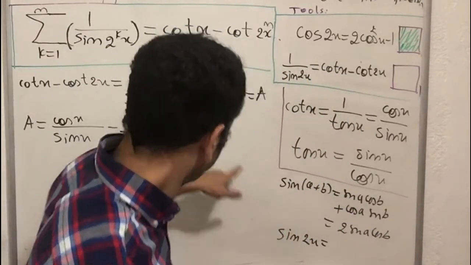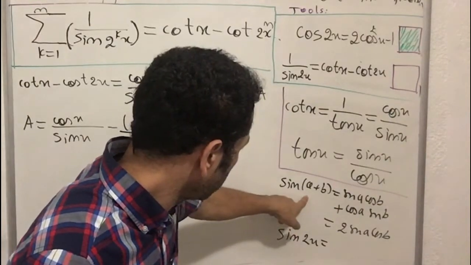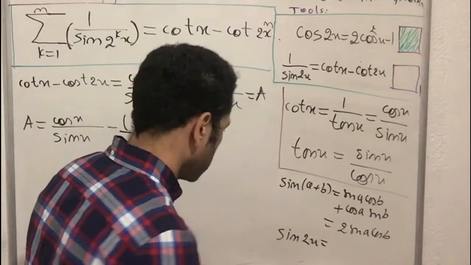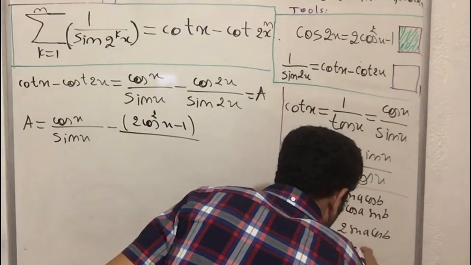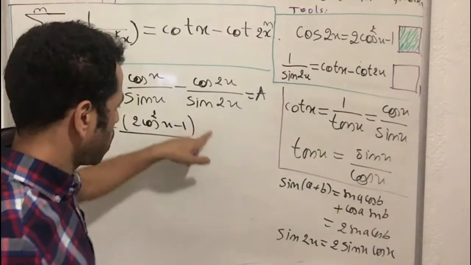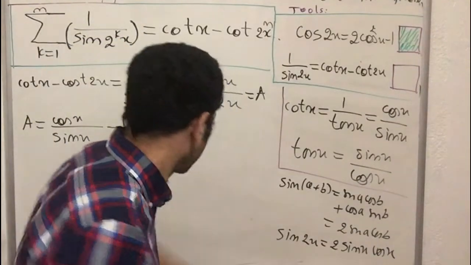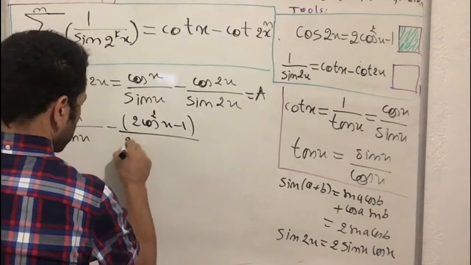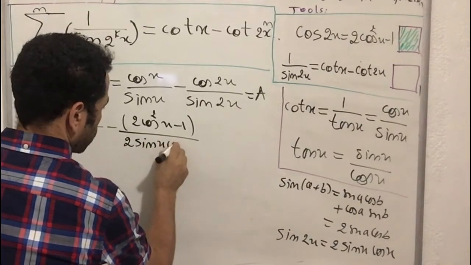I'm just verifying this one by replacing a equal to b equal to x. Sine 2x equal 2 times sine x multiplied by cosine x. So now I will just replace this one with this one, 2 sine x multiplied by cosine x.